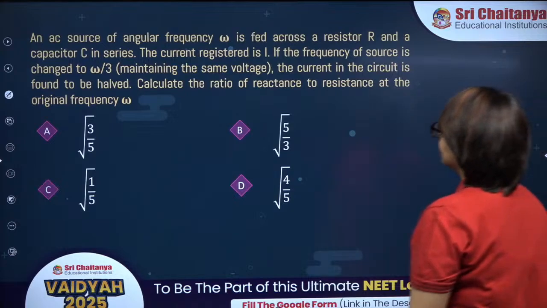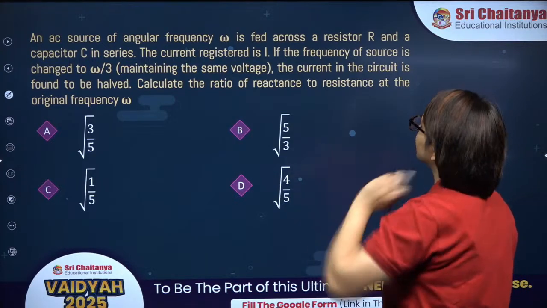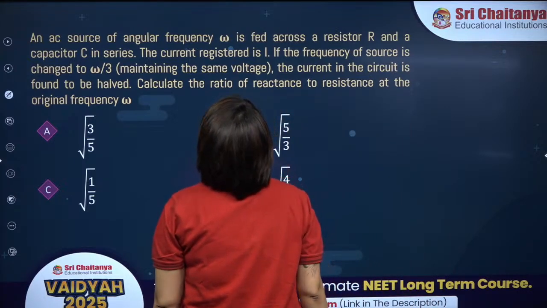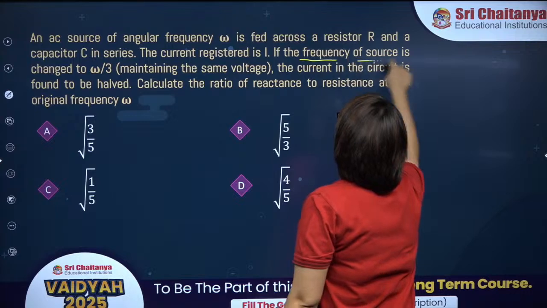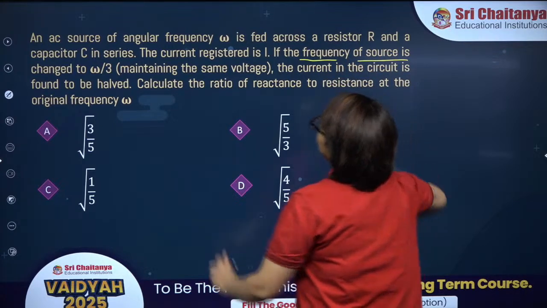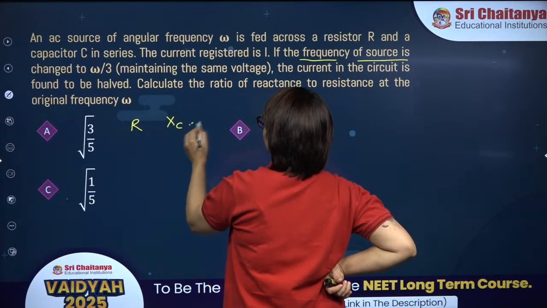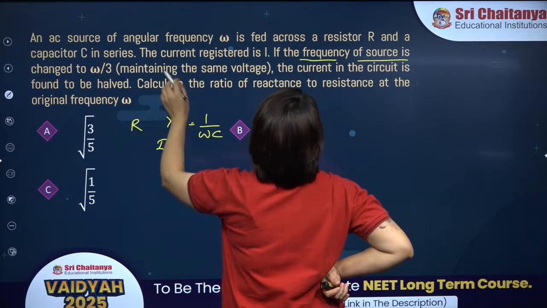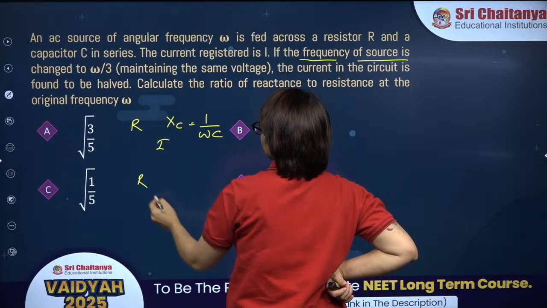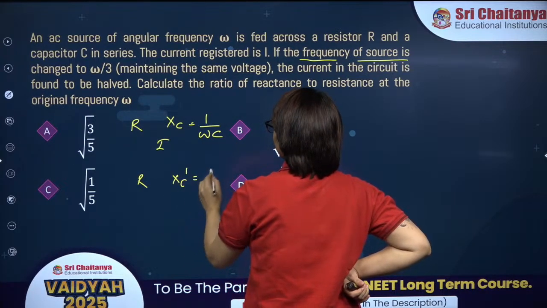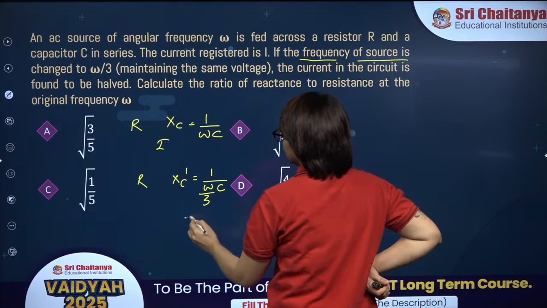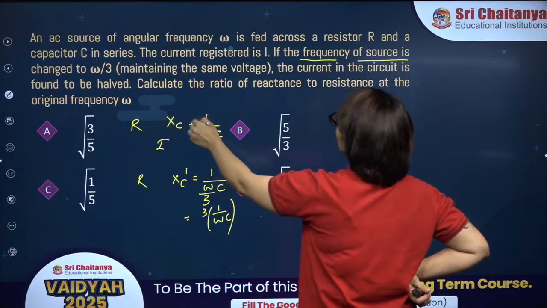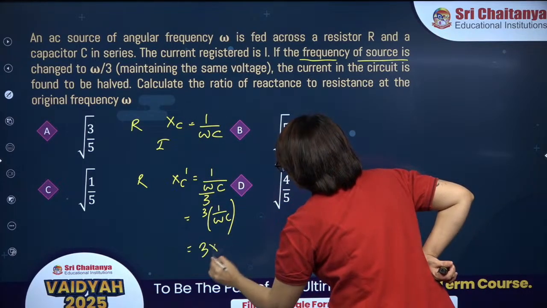Next is this one. An AC source of angular frequency omega is fed across a resistor R and capacitor C in series. The current registered is I. Now if the frequency of the source is changed to omega by 3. So resistance is R, XC will be 1 upon omega C. Current is I. Now we are changing the angular frequency of the source to omega by 3. So resistance will be the same, but XC dash will be 1 upon omega by 3 into C, which is 3 times 1 upon omega C. 1 upon omega C is nothing but the old capacitive reactance, so it is 3 times XC.